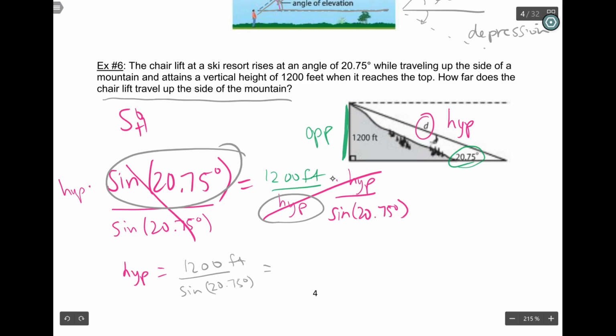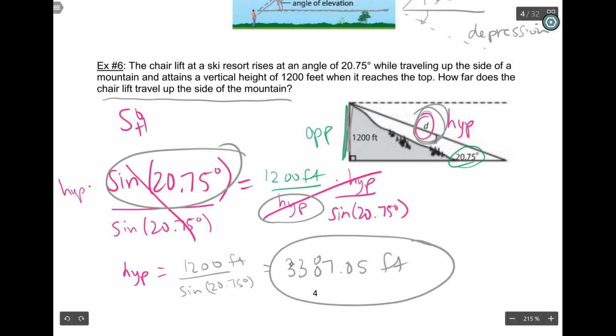Just a reality check before we plug it in: we know that D is the hypotenuse, so it should be longer than 1,200 feet. Alright, so let's plug it into our calculator and double check. You have to be careful when you plug this in. Make sure your calculator is in degree mode. If you had it in radian mode, you would get an answer like 1,268 or something.